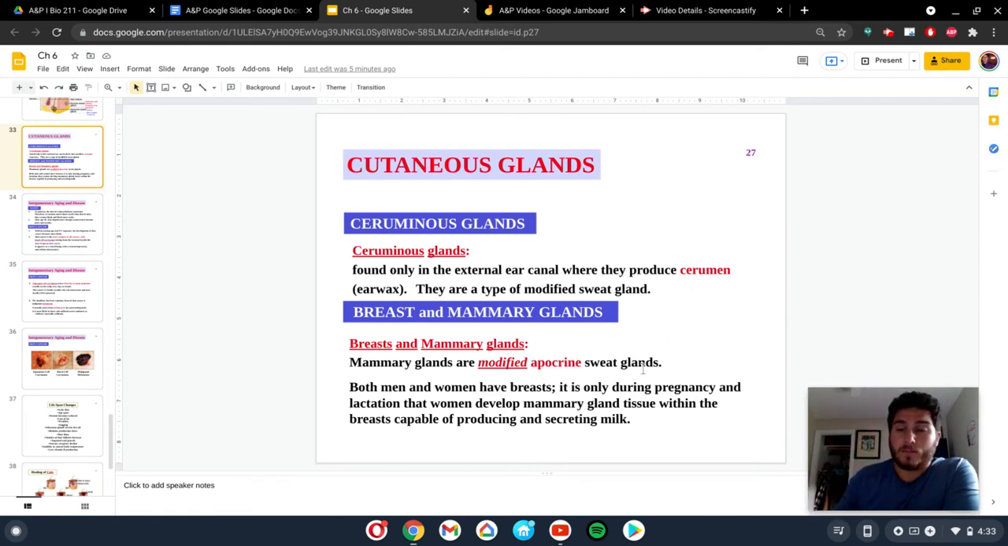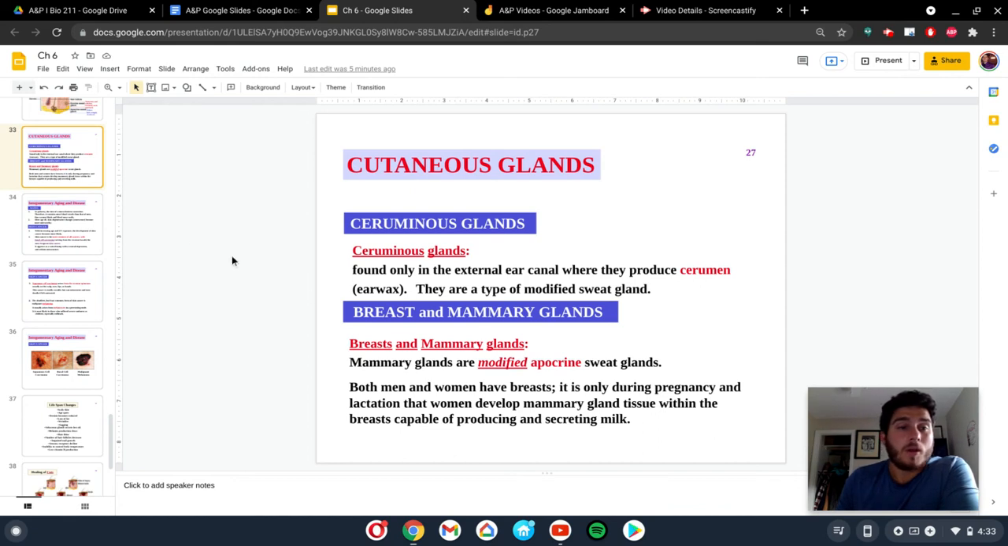A second modified sweat gland is that of breast milk. So your mammary glands are modified sweat glands. These are types of modified apocrine sweat glands. And even though technically men and women do have breasts, only during pregnancy will the female's body be able to produce the milk, and therefore the mammary gland will be able to create and secrete milk as its purpose.